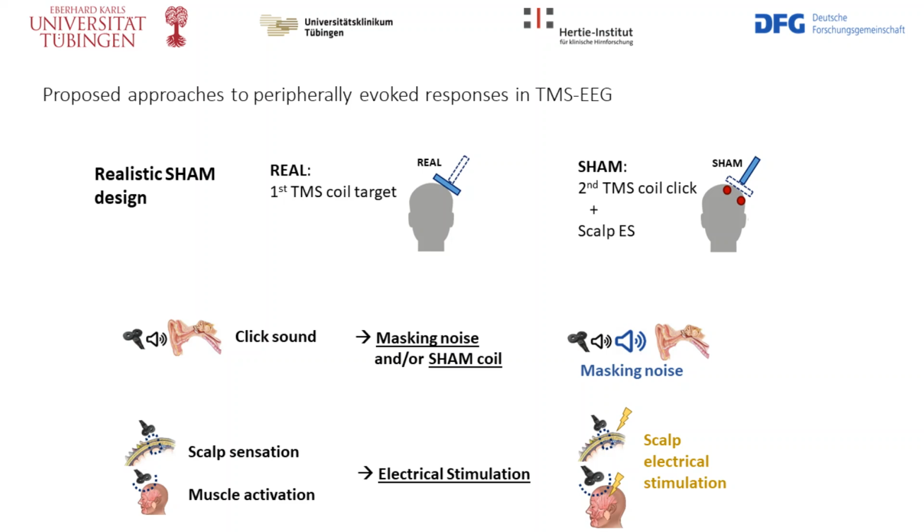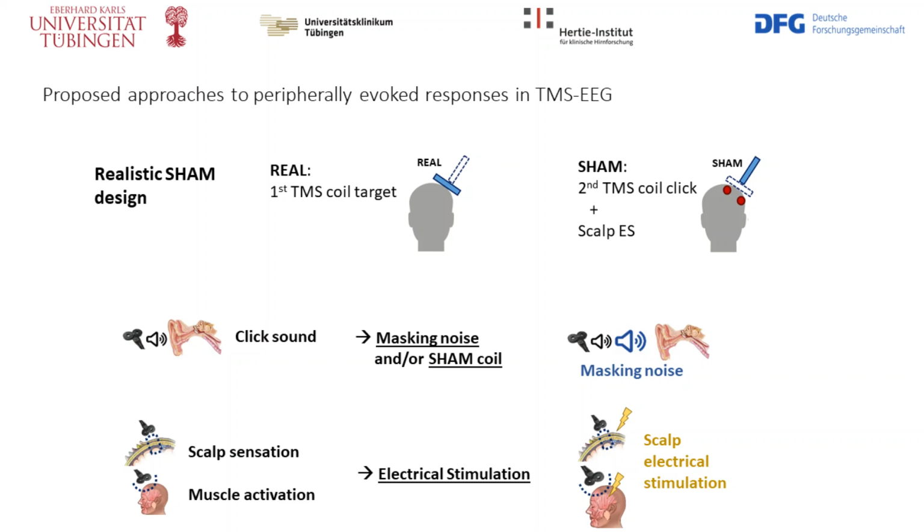In order to create an ideal control condition, we need to take into account the sensory modalities that are being involved. Now, here I will describe the idea behind the realistic sham, which is to deliver these sensory inputs in a way that will be equal to that of the real TMS.